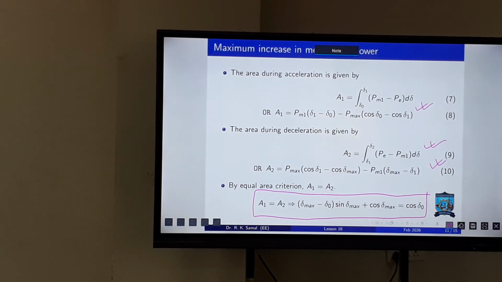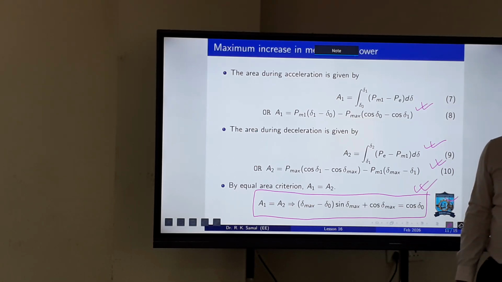this is the condition. So the summary is, for a sudden change in mechanical input, the maximum clearing angle or the clearing angle can be obtained by equating the accelerating area and the decelerating area, which can be obtained from the power angle curve, and eventually we get this equation. Clear?